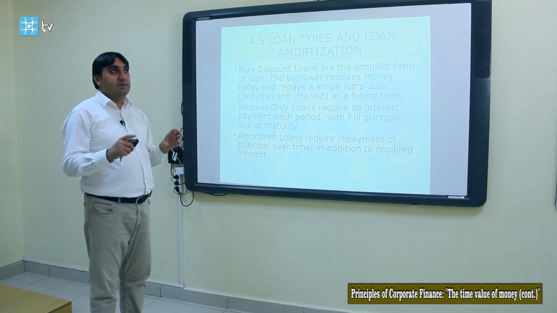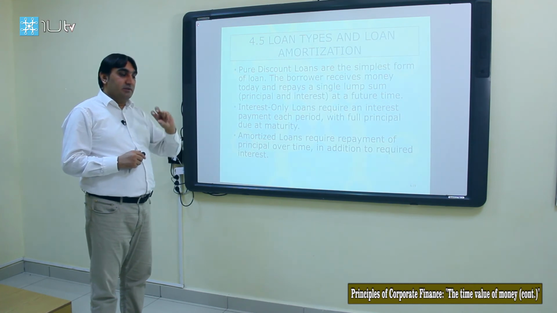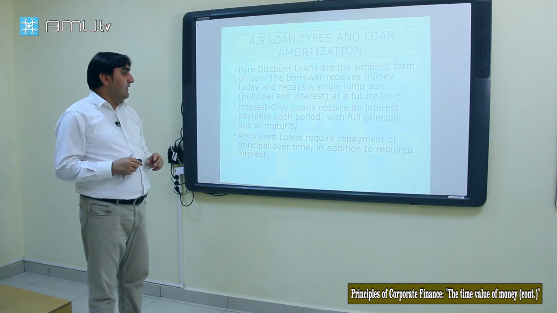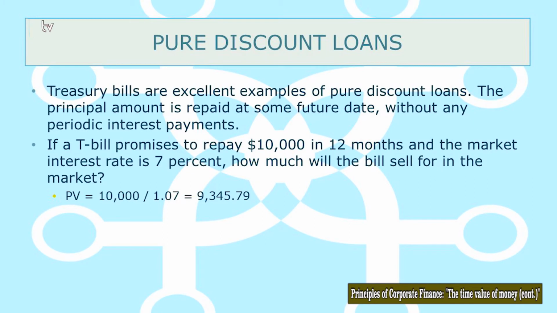You borrow some amount and you pay back a fixed amount. This amount includes part of your principal and interest. As I said, treasury bills are excellent examples of pure discount loans. Principal amount is repaid at some future date without any periodic interest payments. If a T-bill promises to repay 10,000 in 12 months and the market interest rate is 7%, how much will the bill sell for in the market? That's present value: 10,000 divided by 1 plus rate. It will be sold for $9.3 thousand.